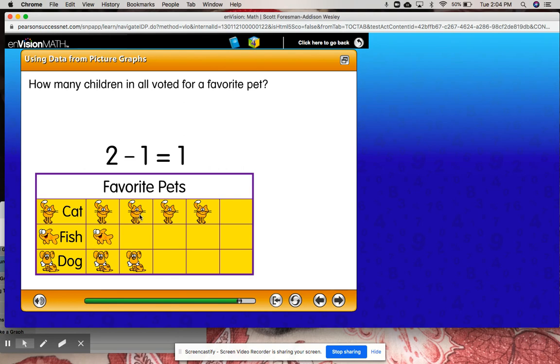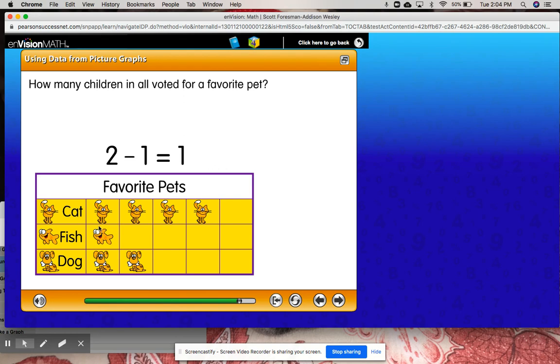Well, if each picture stands for a child's vote and it says how many children in all, that should be ringing some bells for you guys, boys and girls. In all means to put it all together, meaning to add. So we need to count all of the pictures in the graph to find the total number of children who voted for their favorite pet.